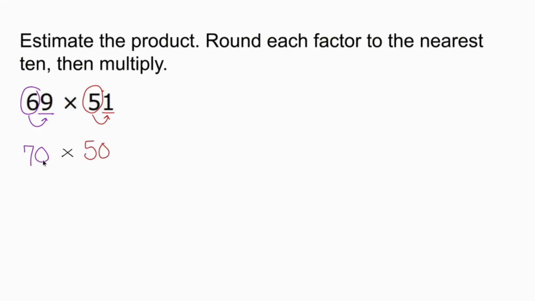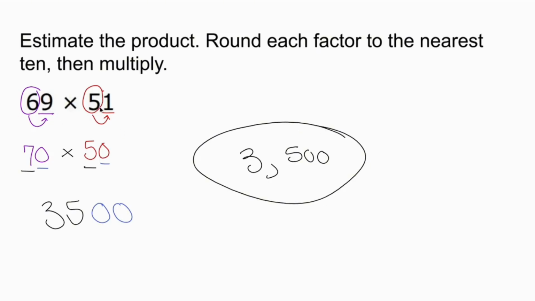Now we have 70 times 50. Now whenever you're multiplying numbers that are multiples of a power of 10, in other words, things that are like times 10 or times 100 or whatever, you multiply those first digits first. So 7 times 5 is 35. Then you look at your remaining zeros. I have a 0 here and a 0 here. That's 2 zeros left over. Attach 2 zeros to the end of your 35. And so you end up with 3,500. So the estimate of 69 times 51 is about 3,500.